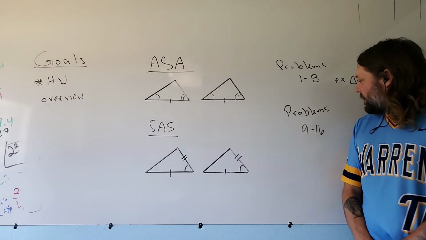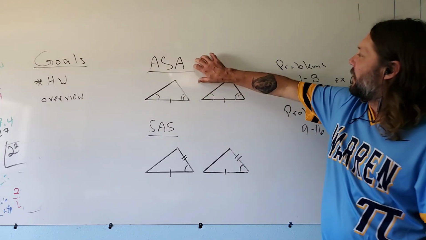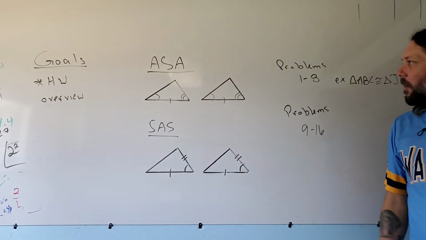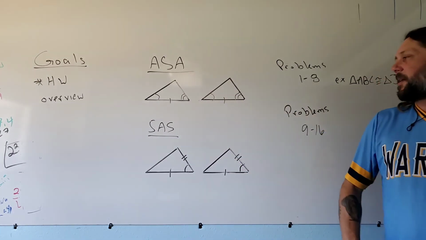Again, problems 9 through 16, you're going to be told you want to use this pattern or you're going to use this pattern. What mark are you missing to make that pattern happen?